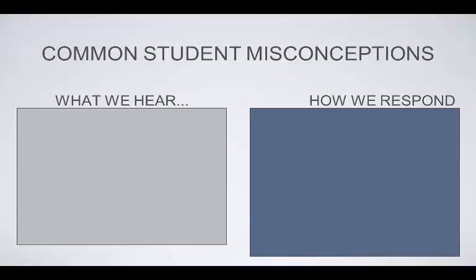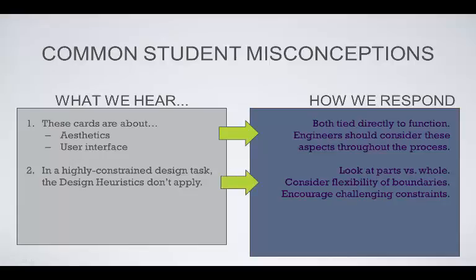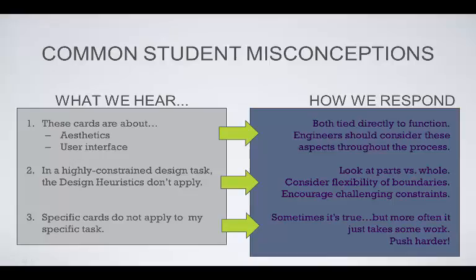There are some misconceptions about the cards that we would like to combat to clear up the understanding of intended use. What we hear: Number 1, these cards are about aesthetics, user interface, how we respond. Both tie directly to function. Engineers should consider these aspects throughout the process. Number 2, in a highly constrained design task, the design heuristics don't apply. Look at parts versus whole. Consider flexibility of boundaries. Encourage challenging constraints. Number 3, specific cards do not apply to my specific task. Sometimes it's true, but more often it just takes some work. Push harder.